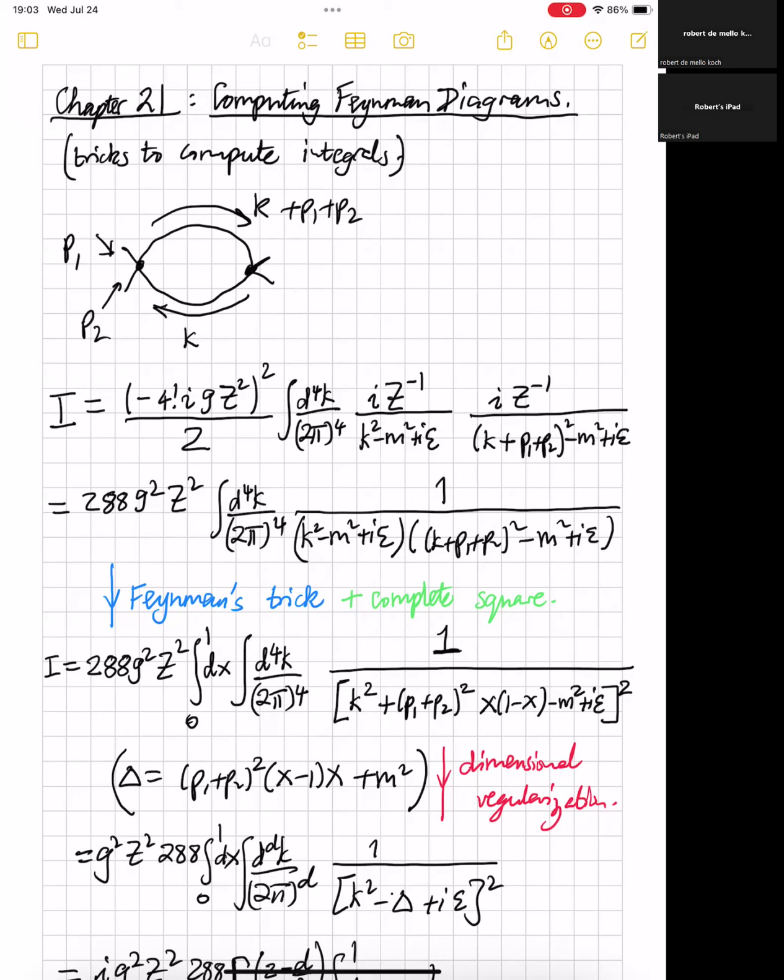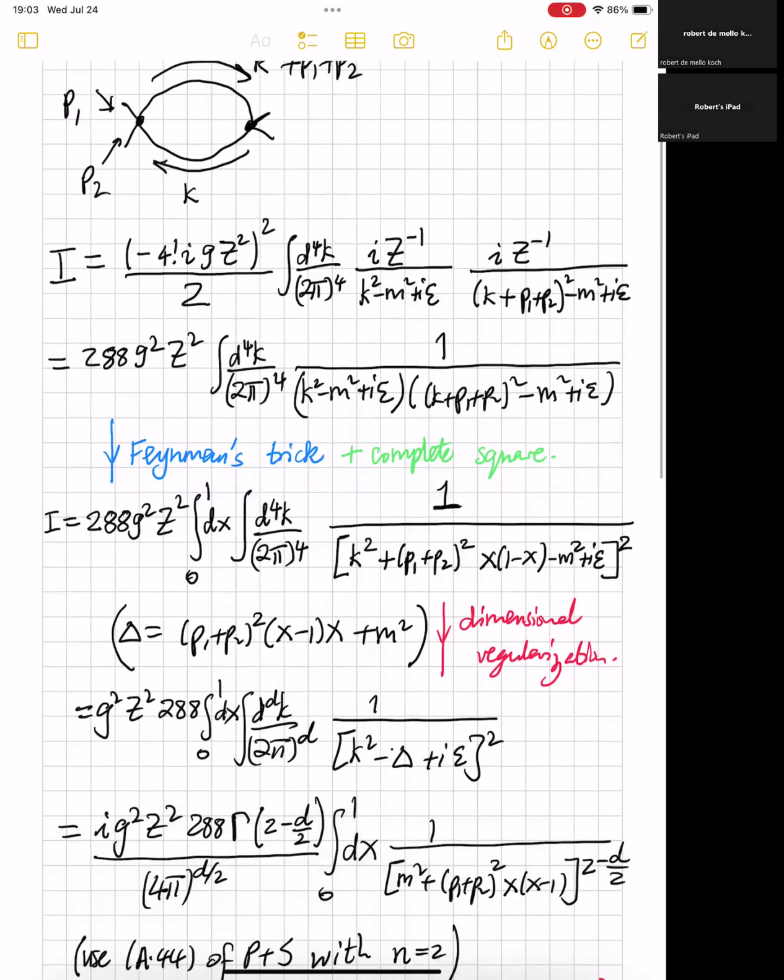As I said, this chapter is all about tricks to compute integrals. So we started off studying a specific example, but the lessons that we learned are completely general. So you write down your Feynman diagram, you know how to do that, and you'll get some integral that you have to perform. In this integral, it'll be an integral over momentum, and then you'll have 1 over some product of denominators. The first thing that you will do is you'll use Feynman's trick to write the product of denominators as a sum of denominators, and then you'll complete the square.